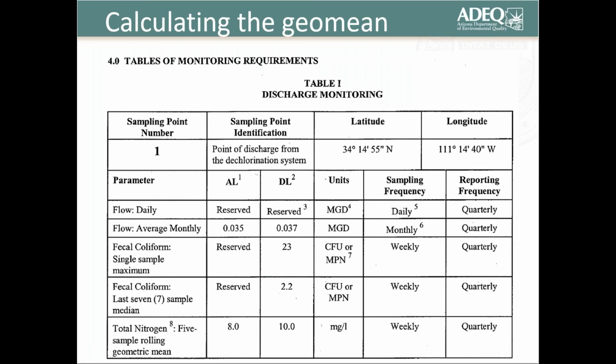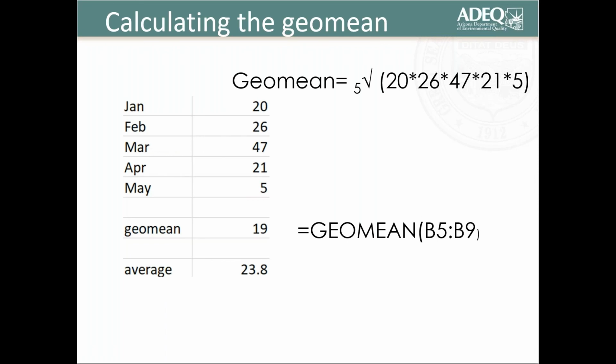But this rolling geometric mean, for me as a regulator, is an indicator of the long-term state of the plant. What's your nitrogen at long-term? And the limit's usually 10. And so here we have the calculation.